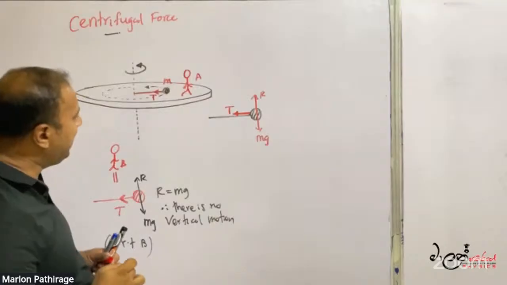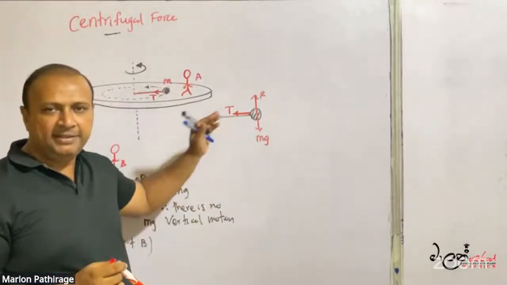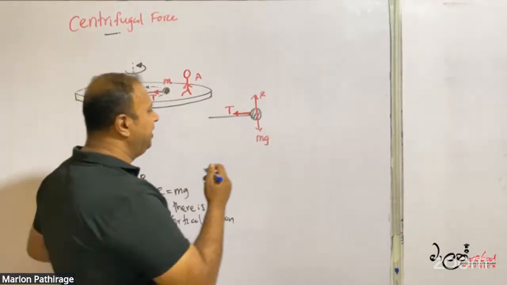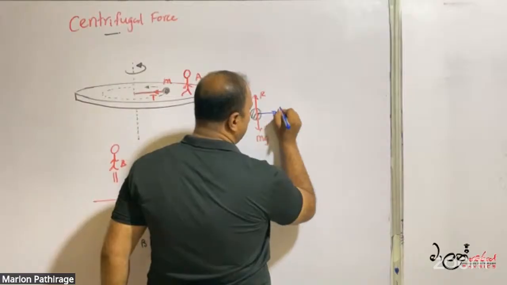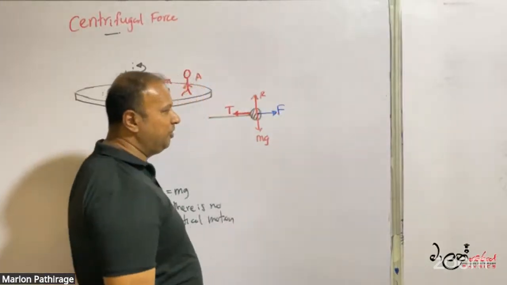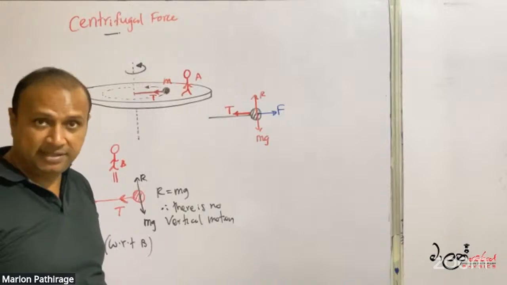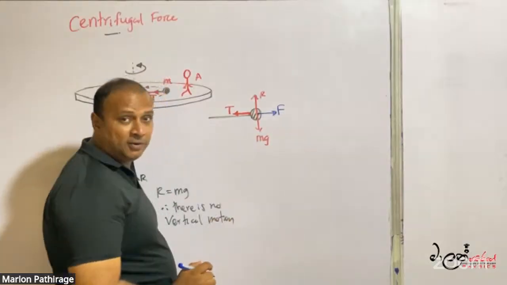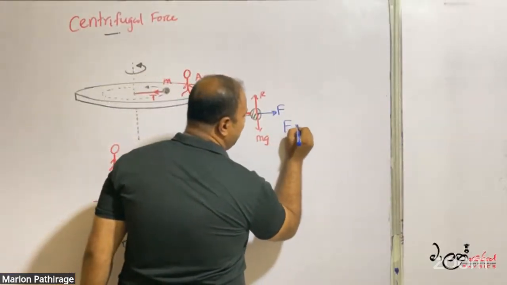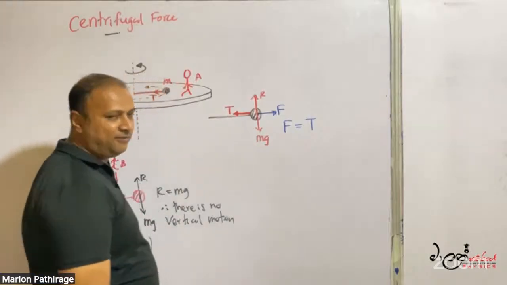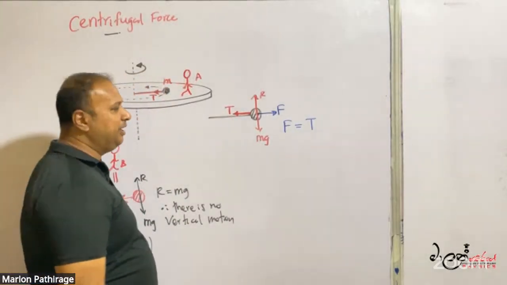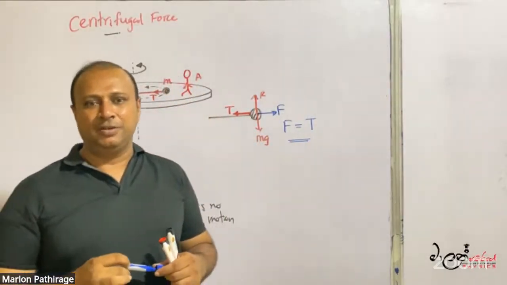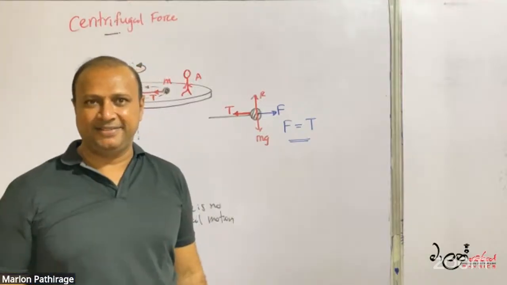Now according to A, there is no motion in this object. Therefore, this tension force should be balanced. Definitely there should be a force into the other side. Not only that, this force should be equal to the tension force. Otherwise, this object cannot be in an equilibrium condition. Is that clear?